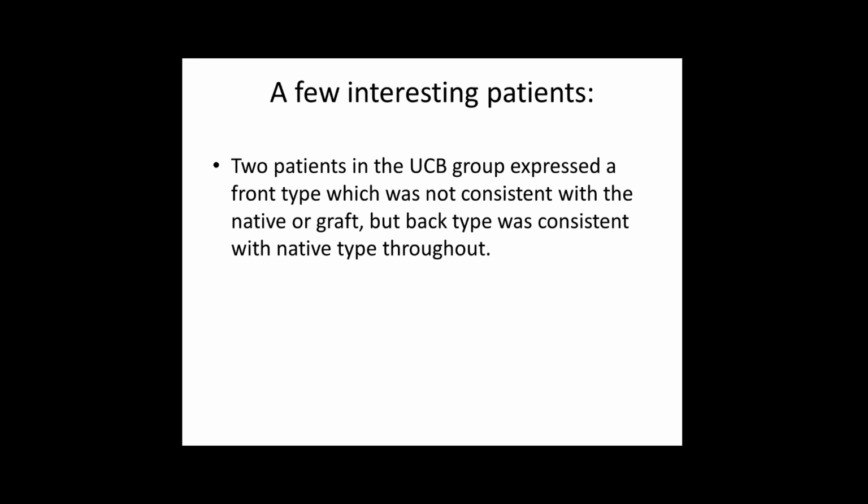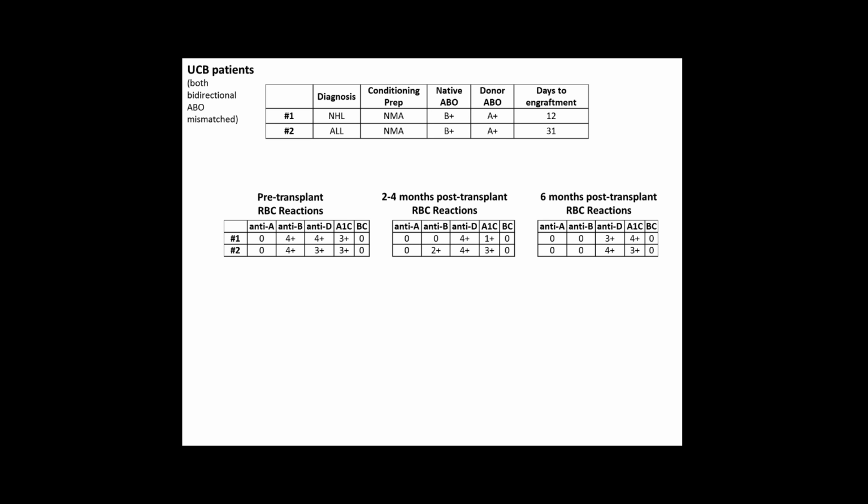A couple more interesting patients. There were 2 patients in the cord blood group who expressed a front type which was not consistent with either their graft or their native type, but their back type was consistent with the native throughout. So let's look at these 2 patients.